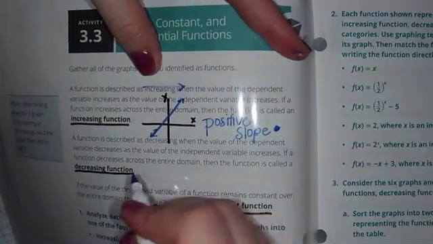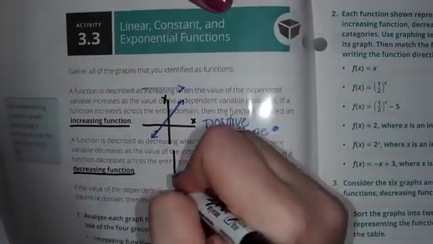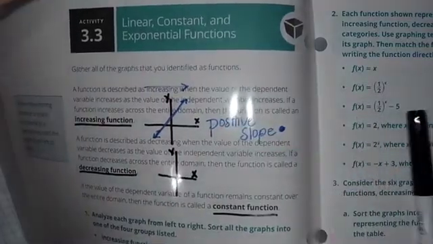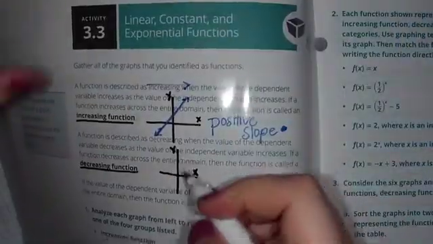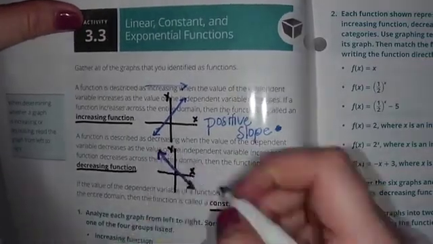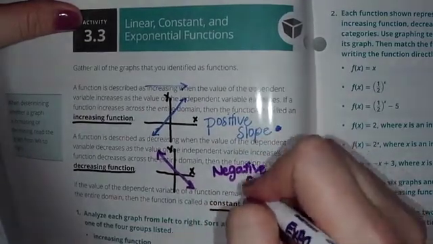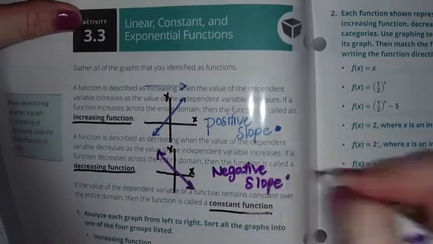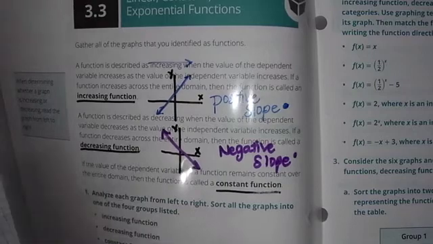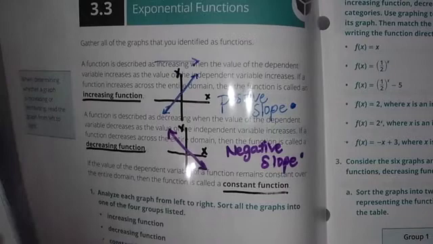Okay. A decreasing function would be the opposite. It's when it has a negative slope. So positive slope is an increasing function, and negative slope is decreasing.